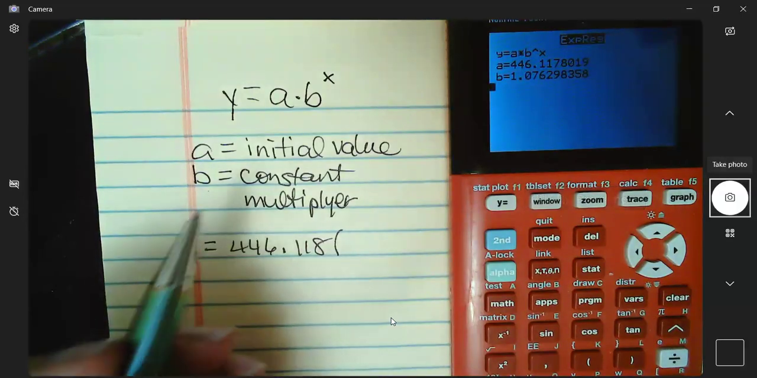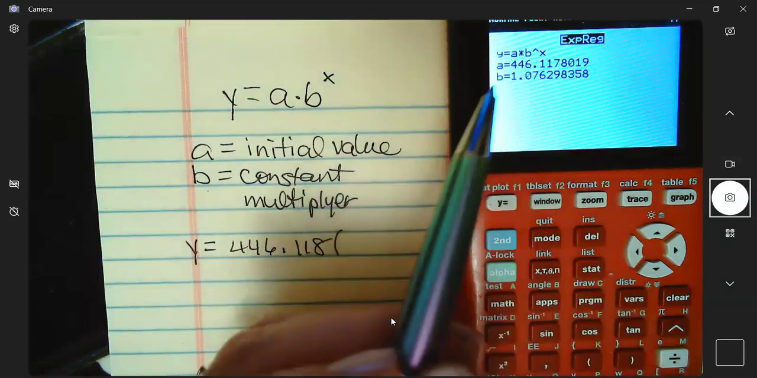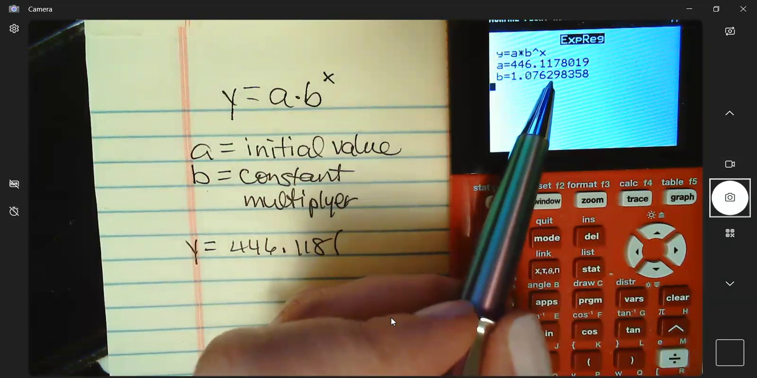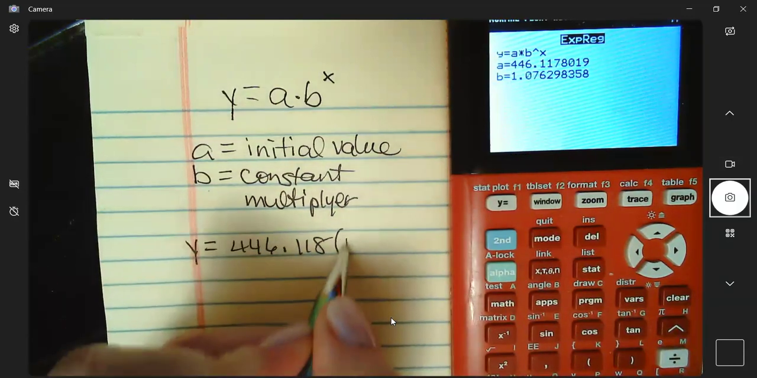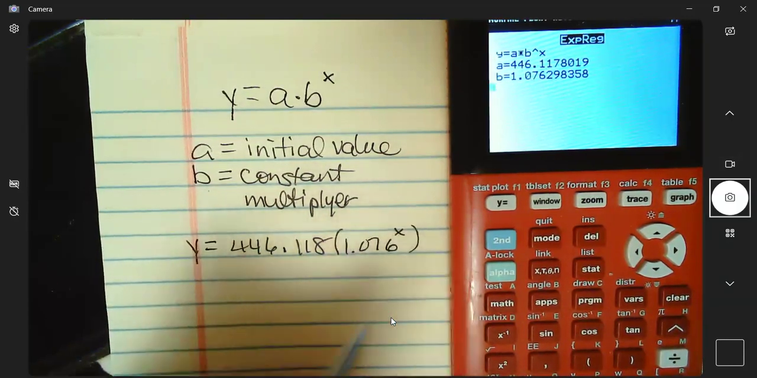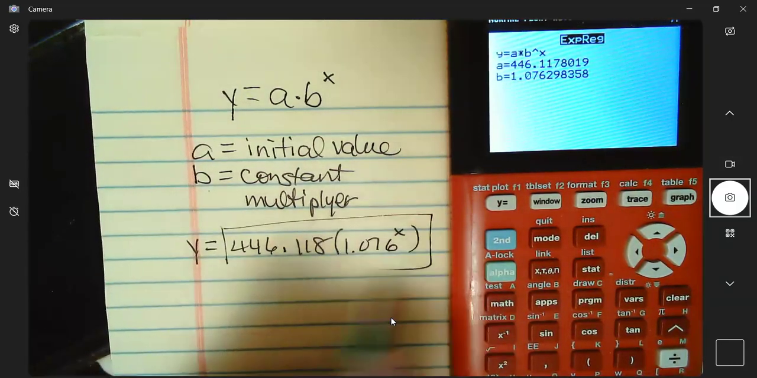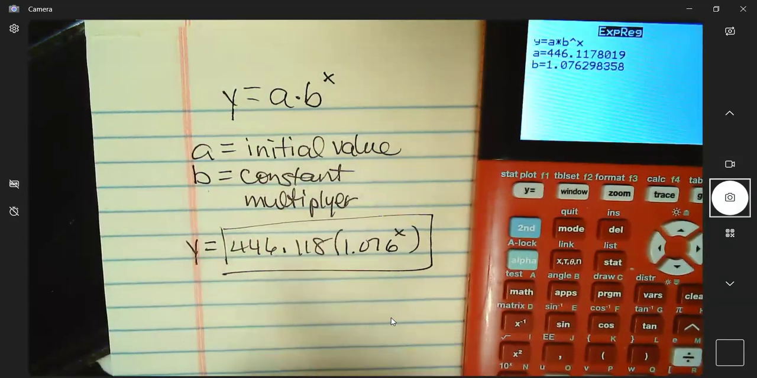All right, so now I am rounding the B value. It's 1.0762 rounded to 3 places. The 6 would stay because it's followed by a 2. So 1.076 to the X like that. All right, so that's what you would type into my math lab. I think my math lab already has the Y equals, and you just put that in the box. That was for part A.